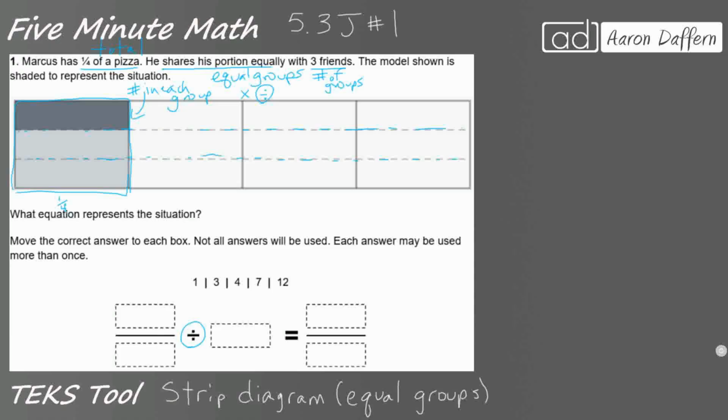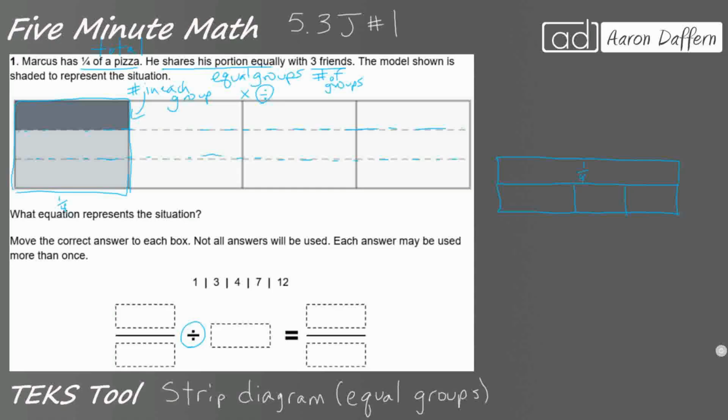And so let's model that with a strip diagram here. I'm going to take my total, and it's going to look a little bit strange, but I'm just going to write 1/4 as my total. The total does not need to be a whole number. It does not even need to be larger than 1. It's okay to take that total and have it be a fraction like 1/4. And then what am I going to do with that total? Well, I'm going to split that into 3 equal pieces like this.